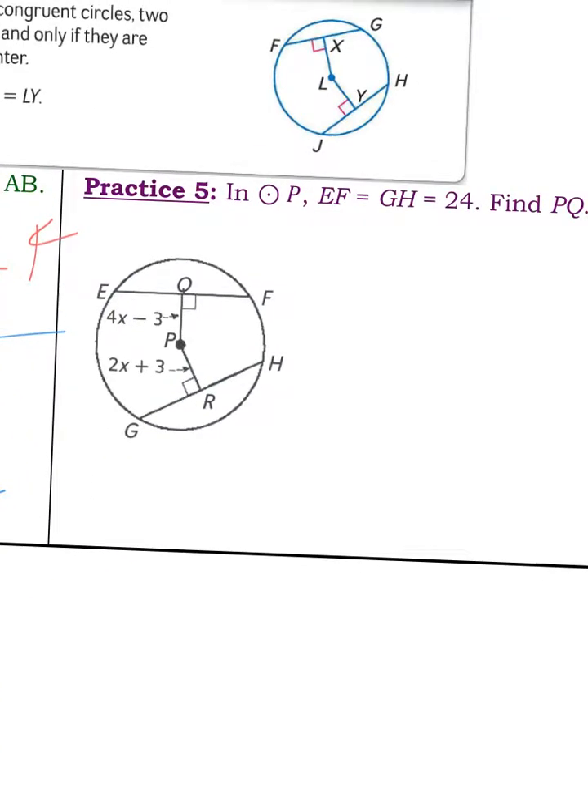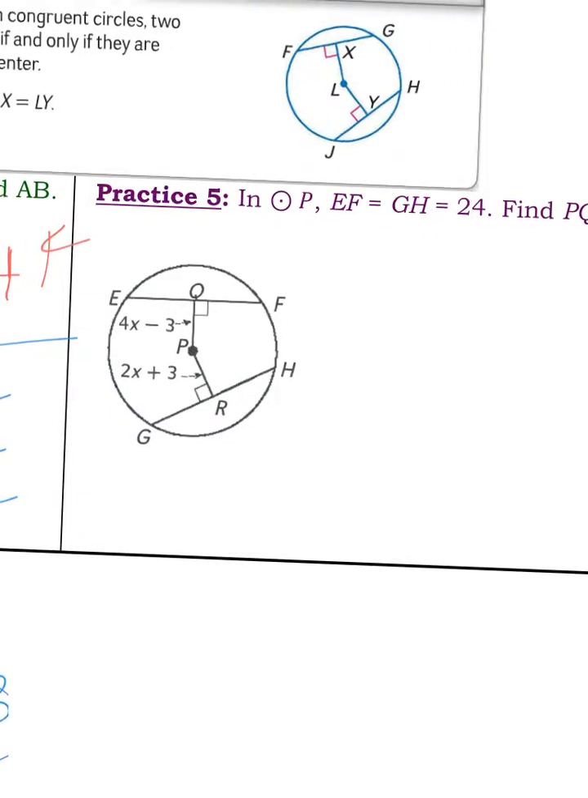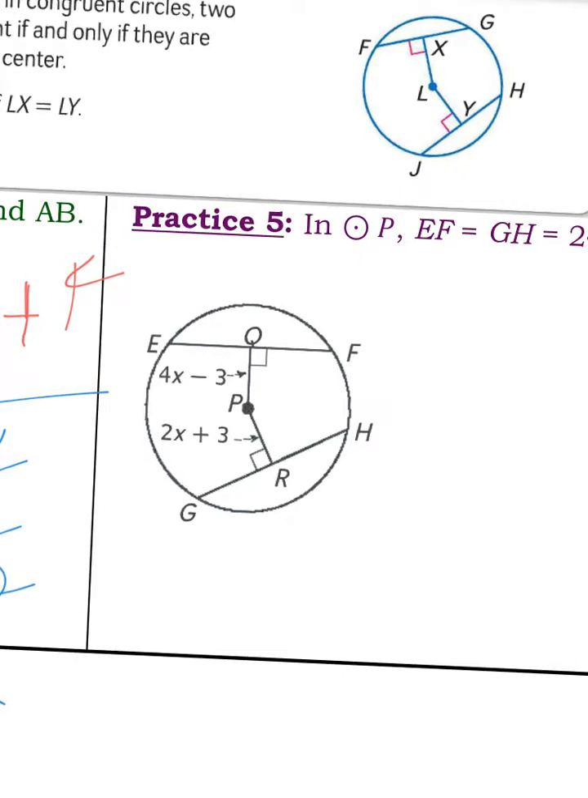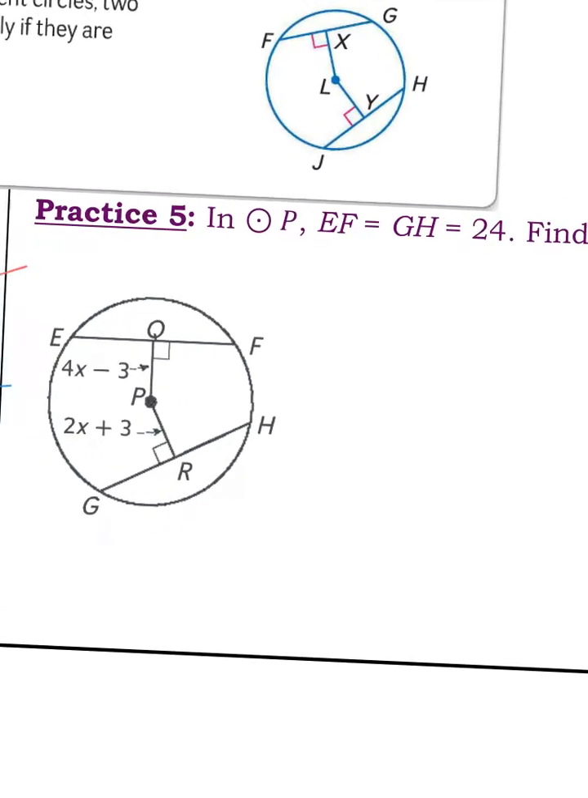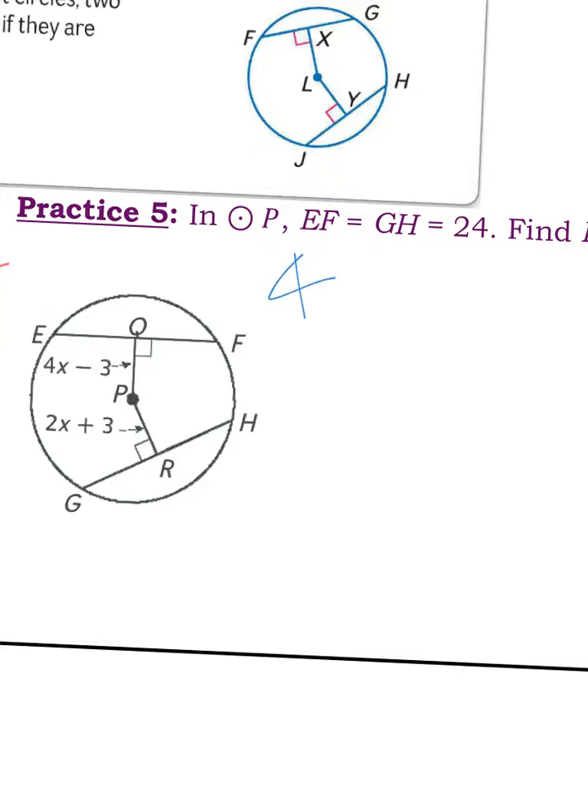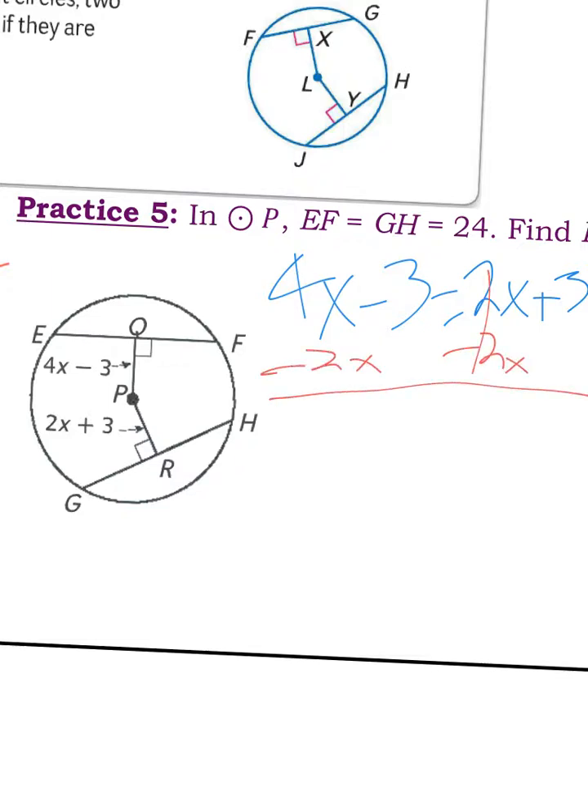Alright, now is this one going to be the same process? Here, EF equals GH, so those are both chords, and they're both 24. Find PQ. Yeah, PQ is going to be the same distance as PR, so just set them equal to each other. 4x minus 3 equals 2x plus 3. And let's see here, this is smaller, so I can minus that to the other side. And then minus 3, I can plus 3 to the other side. And so 4x minus 2x gives me 2x. And 3 plus 3 gives me 6. And 6 divided by 2 is 3.